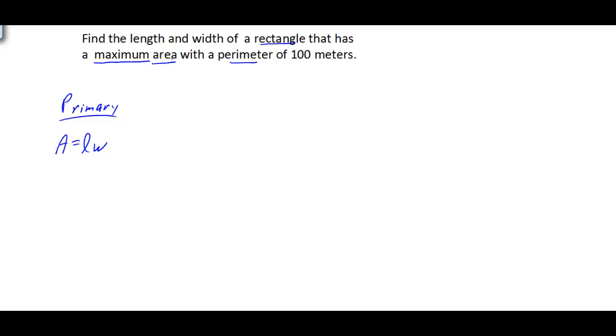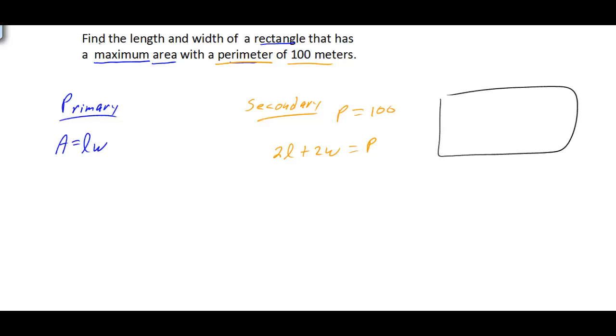Now, if we're trying to maximize this, we want to know what's going to be the largest for L and W. Well, they also tell us for our secondary equation that the perimeter is 100 meters. So we know the perimeter is equal to 100. Well, we know that 2L plus 2W is equal to the perimeter, right? 2 times the length plus 2 times the width. So if we have our rectangle with our length and our width, we can simplify this by saying 2L plus 2W is equal to 100.